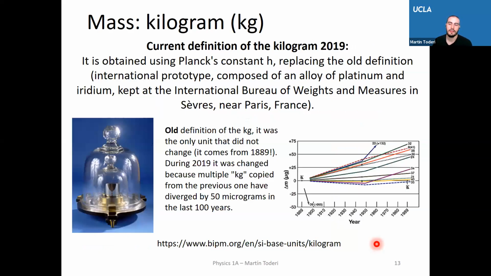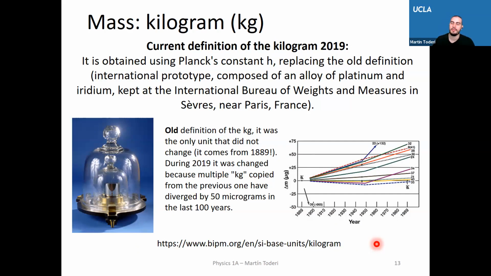Let's move to the kilogram, our unit of mass. The kilogram would be the most, I would say, traditional definition in this case, because it's been used until 2019: the pattern that is stored in Paris. The old definition comes from 1889, and until 2019 it was used.